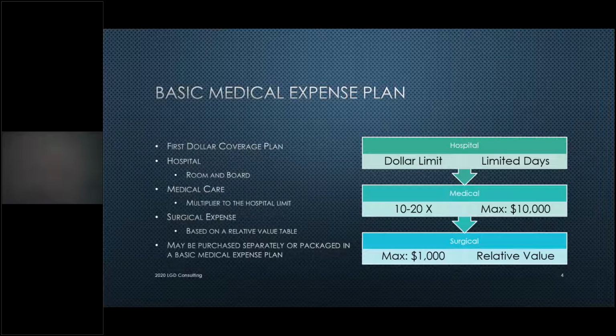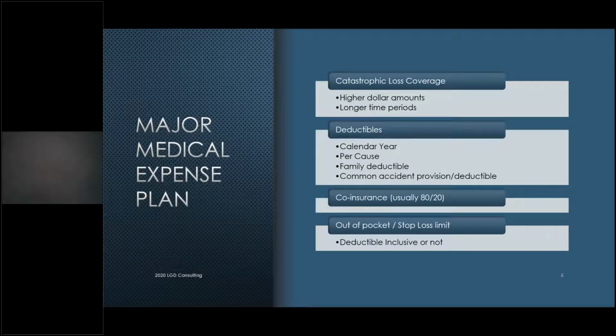Gallbladder surgery, probably around $40,000, okay? And this policy will pay $8,000 towards your $40,000 surgical procedure. The rest is coming out of your pocket. So again, whenever you see basic means limited, it's first dollar coverage plan, so there's no deductible, but it doesn't cover a whole lot. So you might want to go into the major medical expense plan and try this instead.